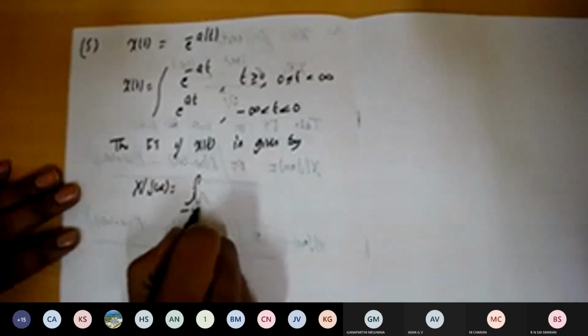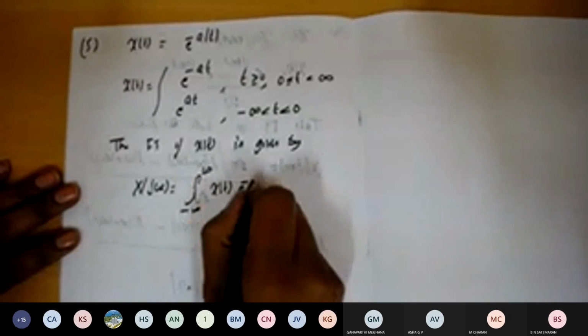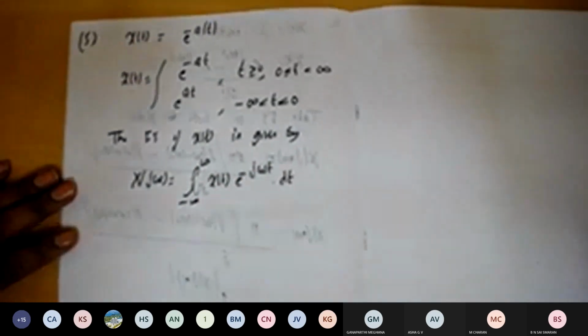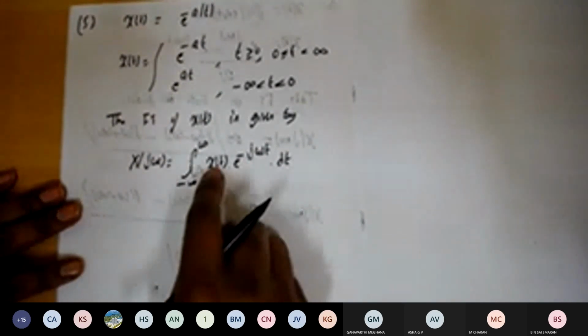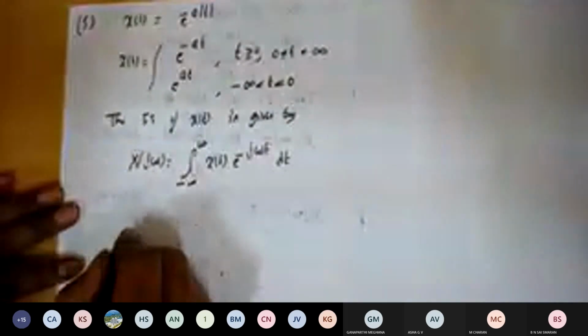So write the generalized formula. Always try to write the generalized formula in the exam. So it is x of t into e to the power of minus j omega t into dt. In place of x of t, let us split the integral into the two parts.